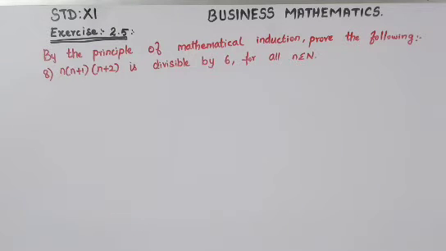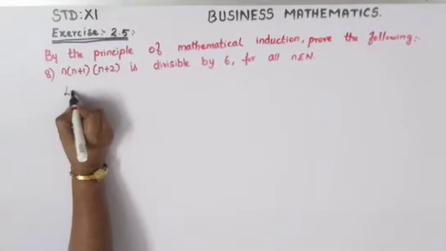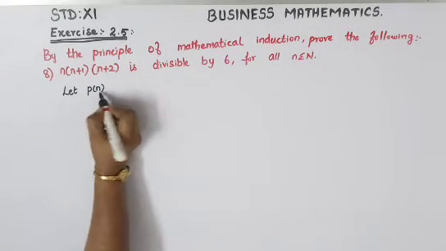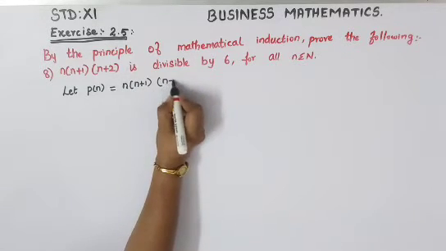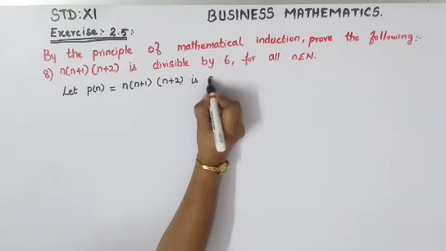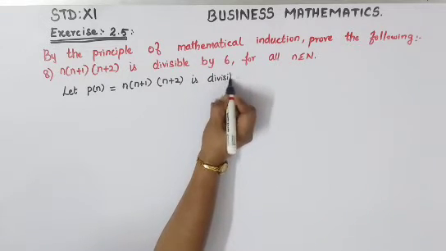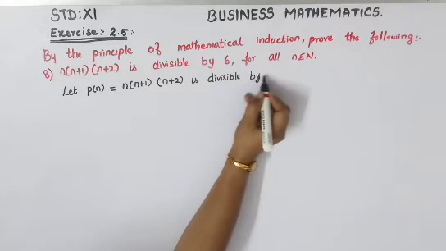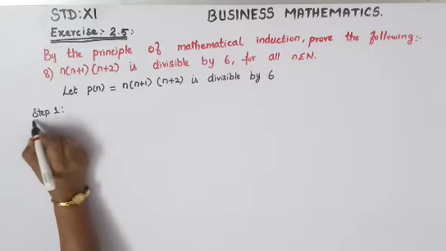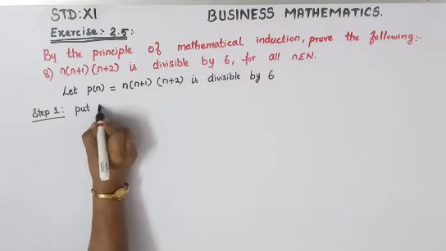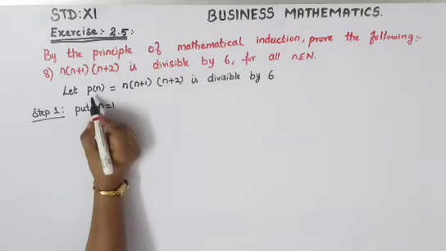By the principle of mathematical induction, prove the following. 8th question, n into n plus 1 into n plus 2 is divisible by 6 for all n belongs to capital N. So let P of n is equal to n into n plus 1 into n plus 2 is divisible by 6. So your step 1 is put n is equal to 1. So in your let statement, just put n is equal to 1.